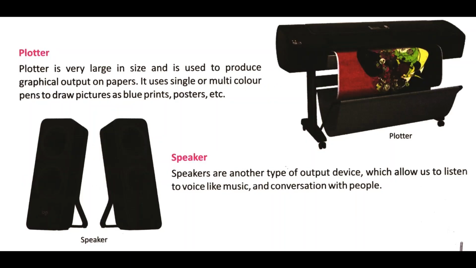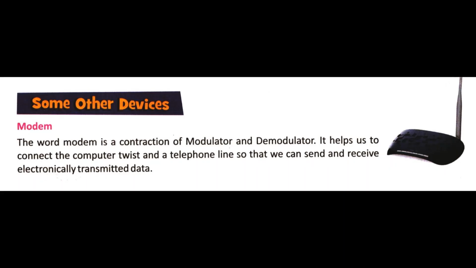Plotter is very large in size and used to produce graphical output on paper. It uses single or multi-color pens to draw pictures such as blueprints and posters. Mainly plotters are used to design banners on a special type of plastic material. The banners that we see are made with the help of a plotter. Speakers are another type of output device which allow us to listen to voice like music and conversation between people. Some other devices are modem and UPS.